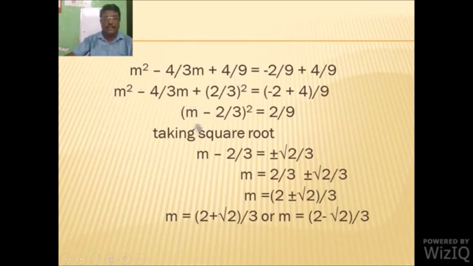So we get (m - 2)/3 whole square equal to 2/9. Taking square root, (m - 2)/3 equal to plus or minus root 2 upon 3. Therefore, m equal to 2/3 plus or minus root 2 upon 3. Then adding these two fractions, 3 is common, m equal to (2 plus or minus root 2)/3. So final answer, m equal to (2 plus root 2)/3 or m equal to (2 minus root 2)/3.